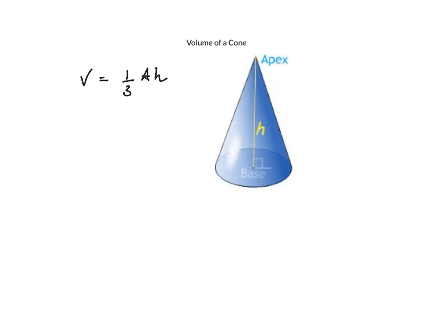Now in the case of a cone, the base is a circle, and the area of a circle is given by pi r squared, so the formula becomes 1/3 pi r squared h, where r is the radius of the base. So there's the centre of the circular base, and there then would be the radius. And the height of the cone is the distance from the centre of the circular base to the apex. That's the pointy part of the cone.